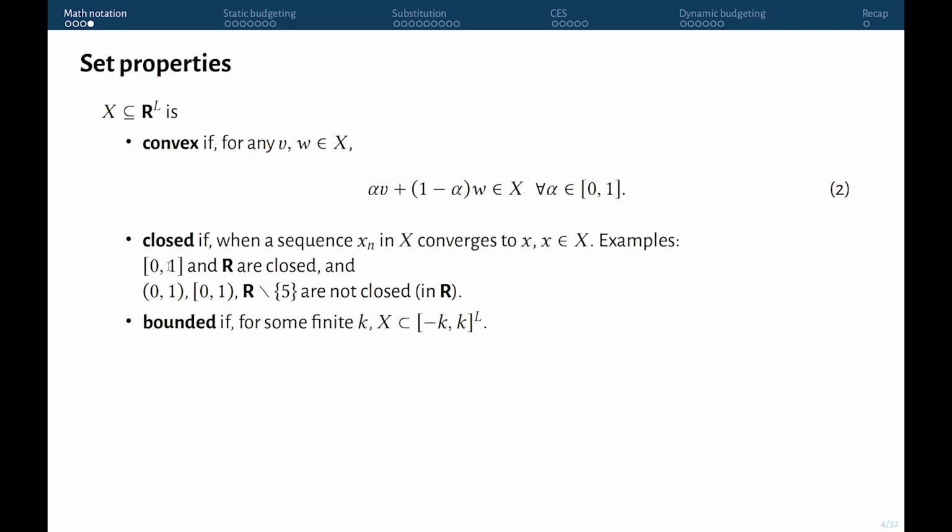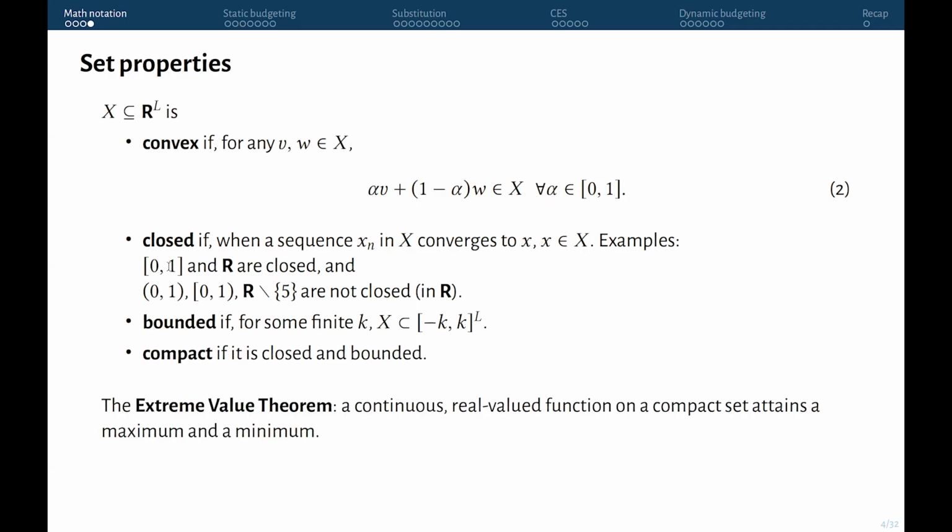The set's bounded if you can put a box around it, and it's compact if it's closed and bounded. And that's an important property because of the extreme value theorem. That's important for many reasons, but for us, it's important because of this theorem that a continuous real valued function on a compact set attains a minimum and a maximum. We'll very often be wanting to maximize things, like production or utility. So it's good to know when we can.